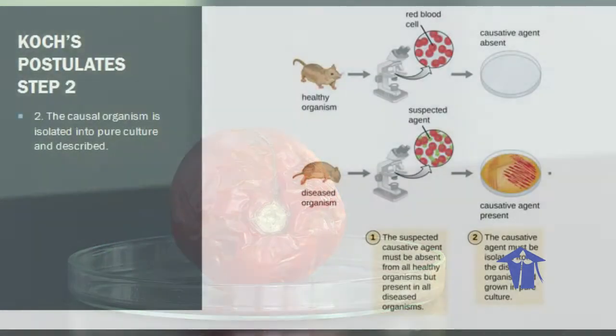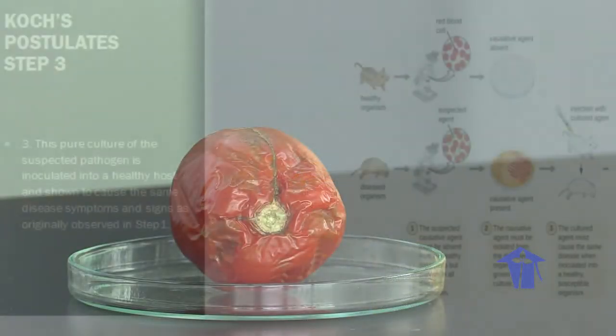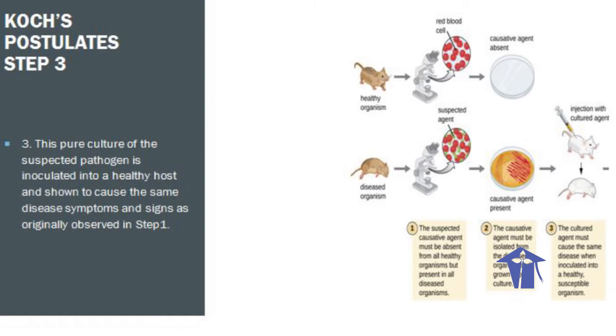The second postulate states that the causal organism can be isolated in pure culture and its morphology described. For this, we would be in the lab using a microscope to look at the morphological features of the organism. The third postulate states that pure cultures can be used to inoculate.